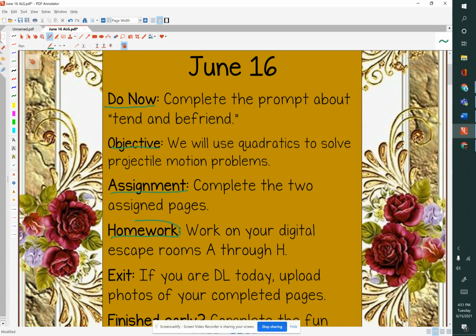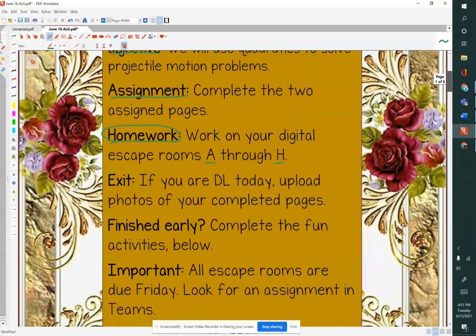Remember, you're working through those digital escape rooms, A through H. None of them should be locked. I shouldn't be receiving any emails about something you couldn't get into. Don't send me a sharing thing that doesn't work. Go back into your teams. All the links were tested 2 days ago. They should all be fresh and they're all functional. So write to me if you have any problems with that.